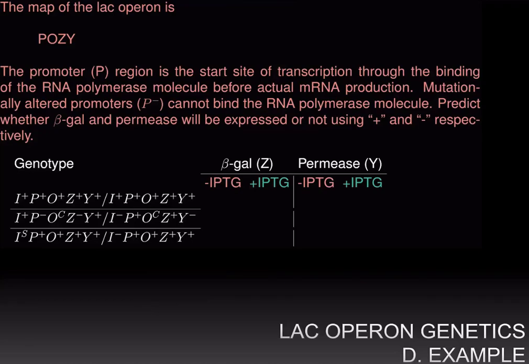Let's practice working with Lac Operon genetics by doing some example problems. The map of the Lac Operon is P O Z Y. The promoter region is the start site of transcription through the binding of the RNA polymerase molecule before actual mRNA production. Mutationally altered promoters, P minus, cannot bind the RNA polymerase molecule. Predict whether beta-gal and permease will be expressed or not using plus and minus respectively.